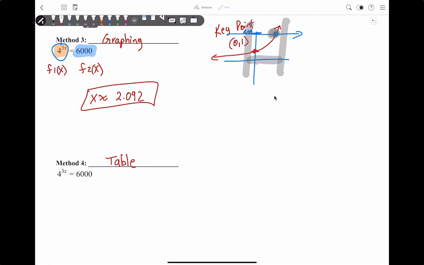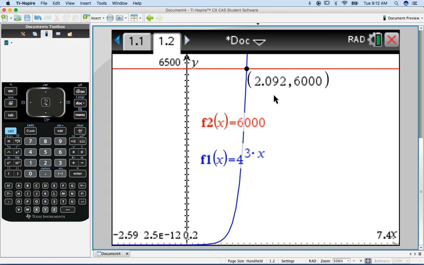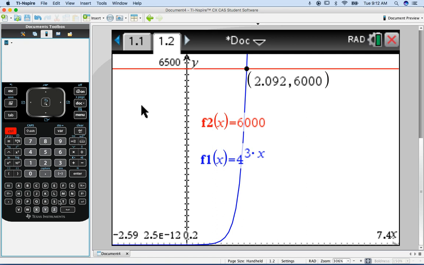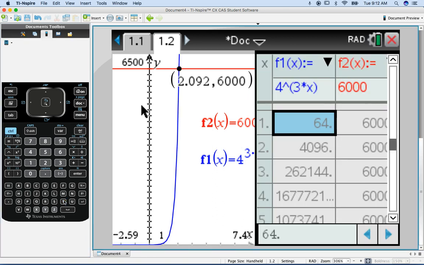All right, let's go to method 4. We're going to look now at the table, okay? So we're going to use the same example: 4 to the power of 3x is equal to 6,000. But we're going to look at the table and see when this occurs, okay? So from here, I'm going to press Control-T to access the table. And then I'm going to start to see when the x will yield this 6,000, per se, okay?